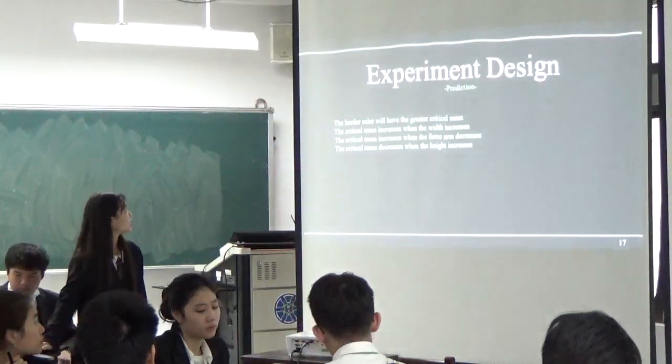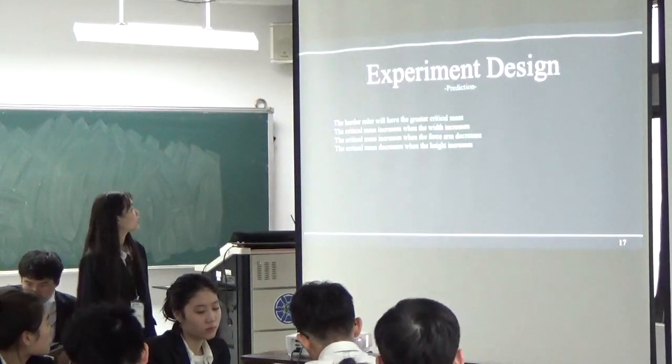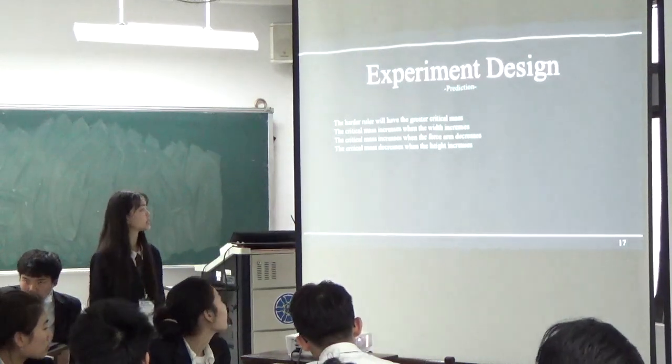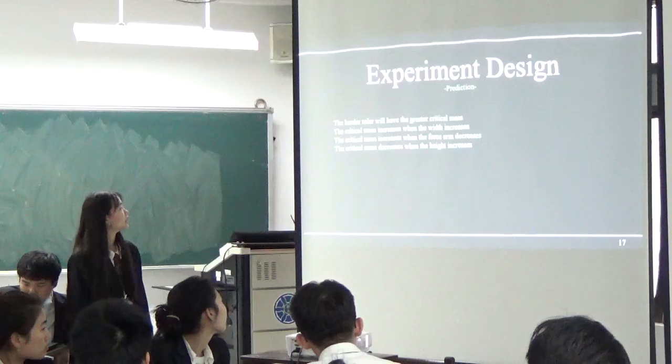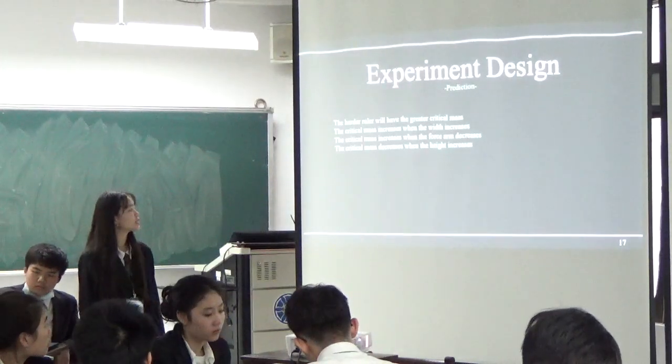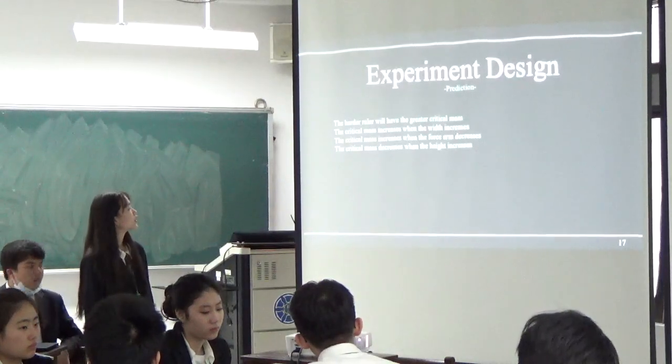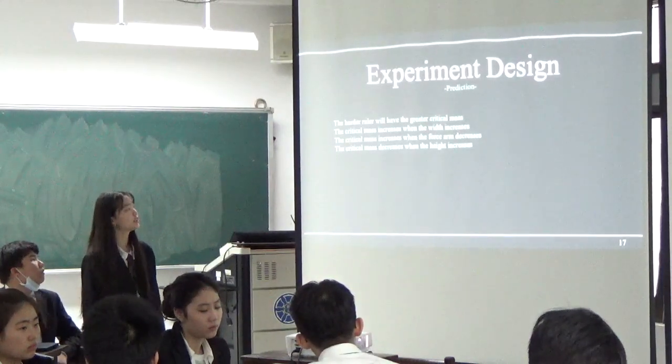In our prediction, first, we predict that the harder ruler will have a greater critical mass, and second, the critical mass increases when the width increases. Third, the critical mass will increase when the force arm decreases. And fourth, the critical mass will decrease when the height increases. So this is our prediction.